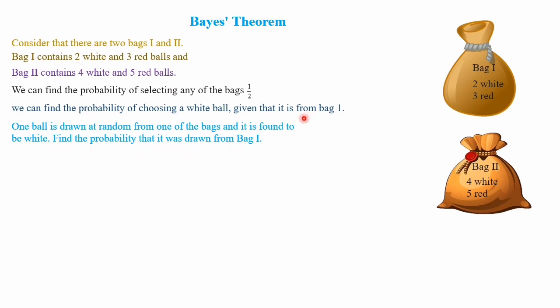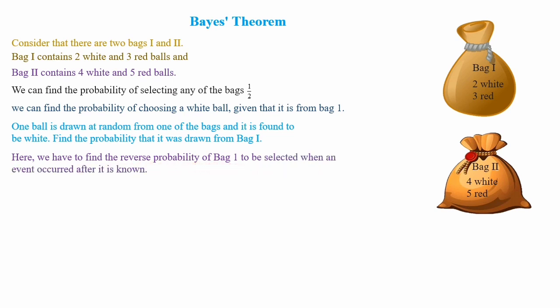So it is just a reverse process of the previous conditional probability. Here we have to find the reverse probability of bag 1 being selected, when an event occurred after it is known. When an event occurred in the sense that you are choosing a ball from any one of the bags and you have checked that ball, it is white. So we have to find the probability of getting this white ball from bag 1.